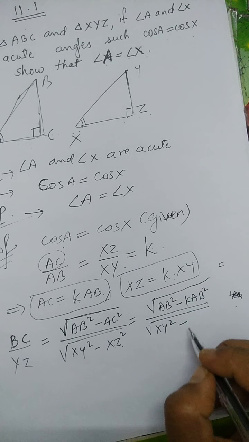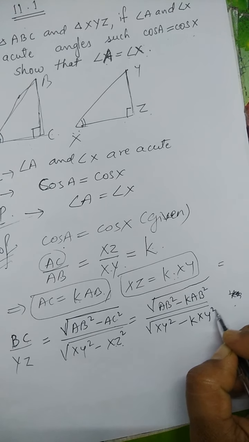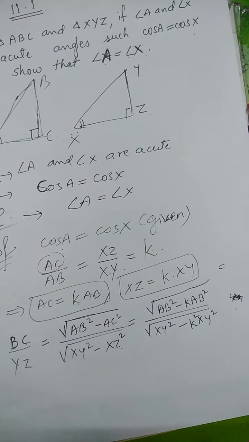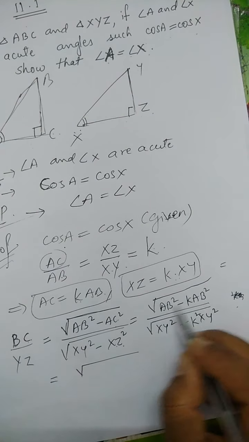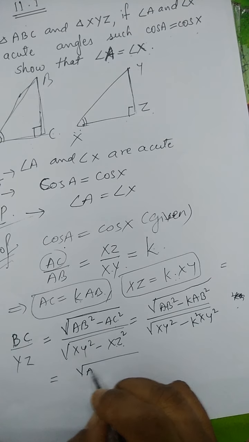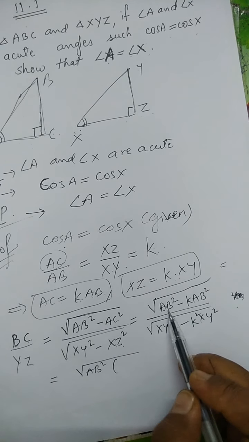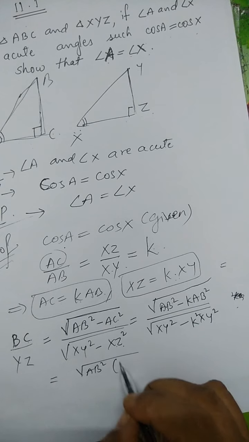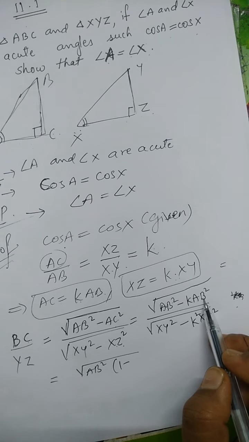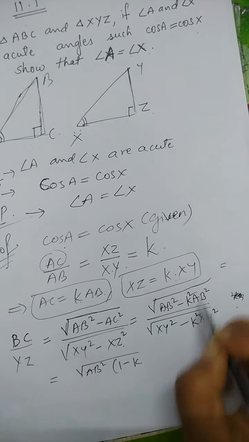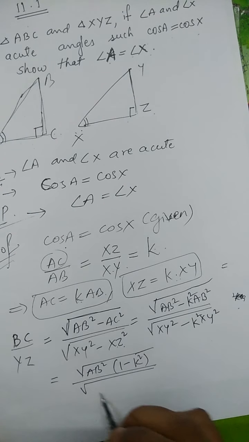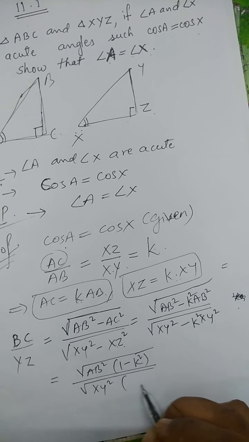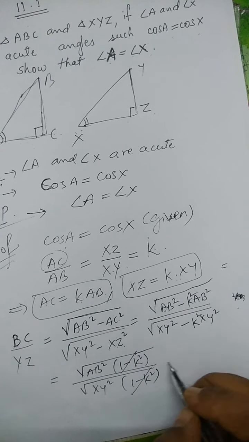XZ value is k XY. So k square XY square. Okay, now take common. In this, AB square is common. If AB square is taken common, 1 is left, minus, from here if you take AB square common, k square is left. Whole upon square root of XY square common, so 1 minus k square is left. 1 minus k square, 1 minus k square will get cancelled.